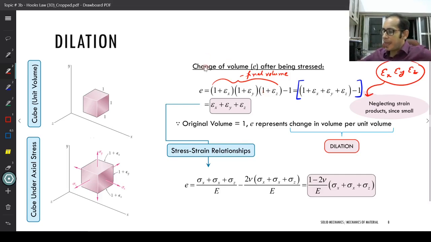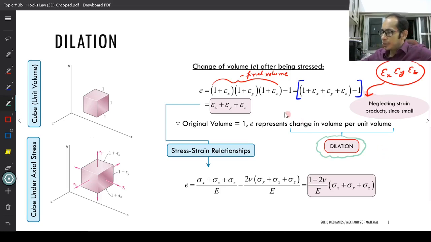So you see that this eventually boils down to a very simple relation: your change in volume is simply the summation of the strains. Here E, the change in volume, represents the change in volume per unit volume, because your original volume to begin with was 1. And this particular terminology and expression, which is just a definition, is known as dilation. So dilation is the change in volume per unit original volume that you had over here.